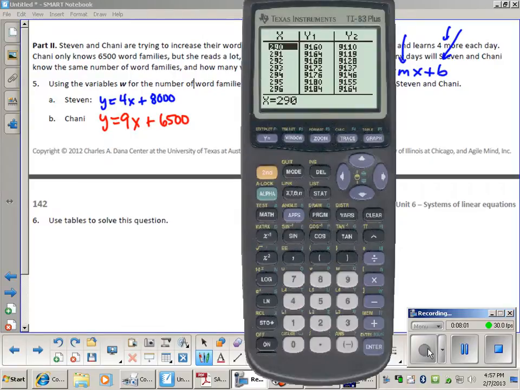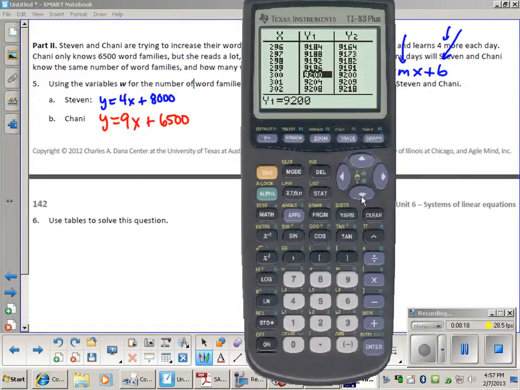So I kept scrolling down. I'm still scrolling down here. One thing you can realize is I'm already at 300 days. Whoa, back it up, Mr. Collins. Look at that, 300. So at 300 days, it looks like they're both going to know 9,200 words. This should tell you why the technology is so important to use.